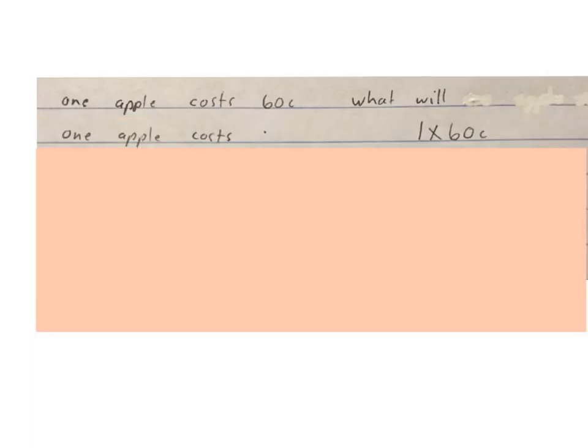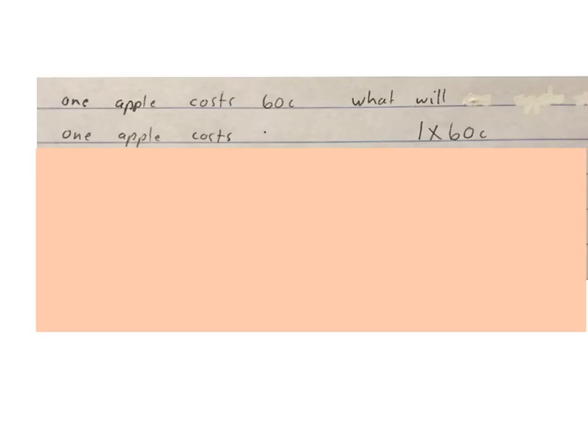Just to revise quickly, you must please understand this. If I tell you that 1 apple costs 60 cents, then I can ask you what will 1 apple cost. Sounds like a stupid question. Please answer the question in a specific way. If you're asked what will 1 apple cost, you must not answer 60 cents. You must say 1 times 60 cents. Please repeat these words after me.